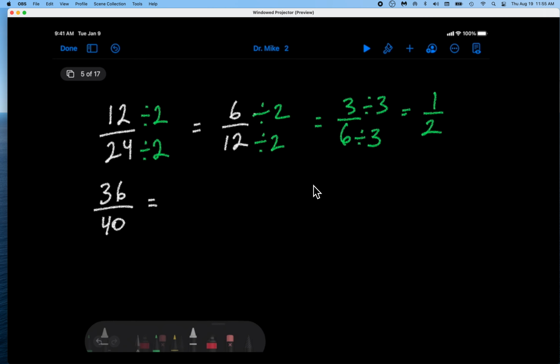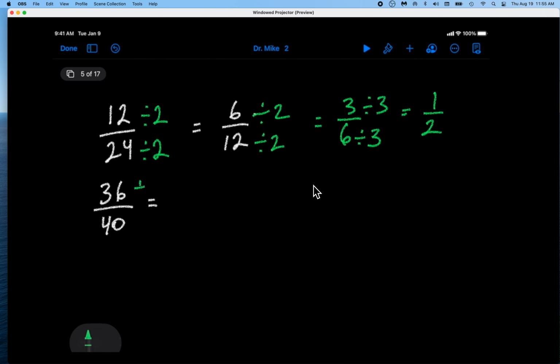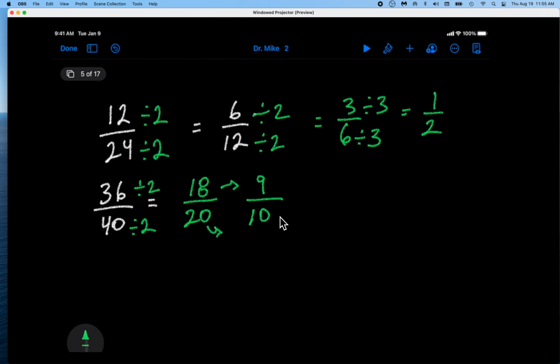Two even numbers. Who's the star of the show with even numbers? 2. 36 divided by 2 is 18. 40 divided by 2 is 20. Are we done? I don't think so. 18 divided by 2 is 9. 20 divided by 2 is 10. Now we're done. Can't get any smaller.